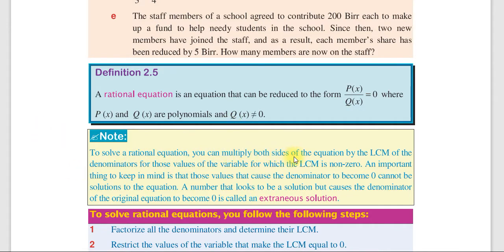To solve a rational equation you can multiply both sides of the equation by the LCM of the denominators, for those values of the variable for which the LCM is non-zero. An important thing to keep in mind is that those values that cause the denominator to become 0 cannot be the solution to the equation. A number that looks to be a solution but causes the denominator of the original equation to become 0 is called an extraneous solution.